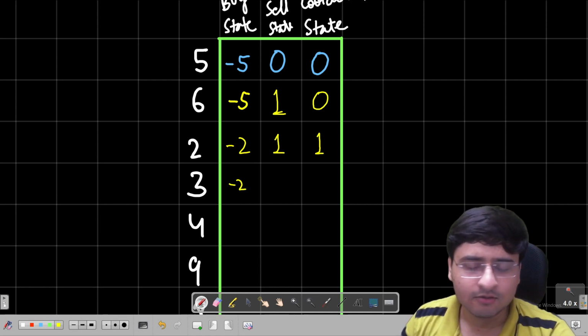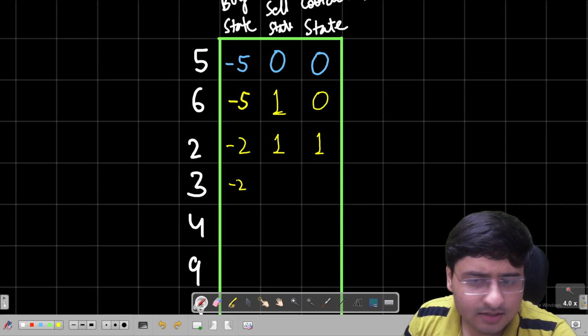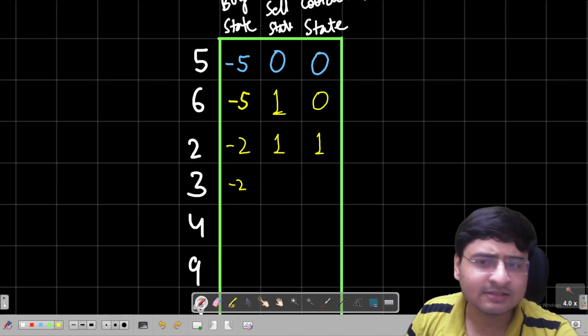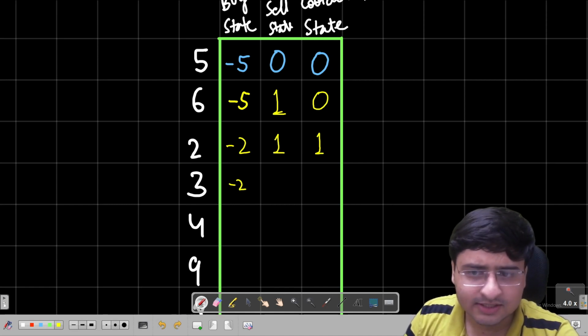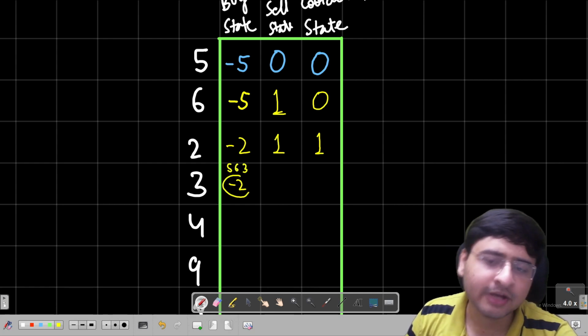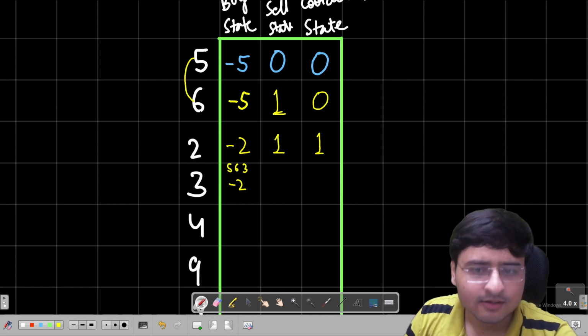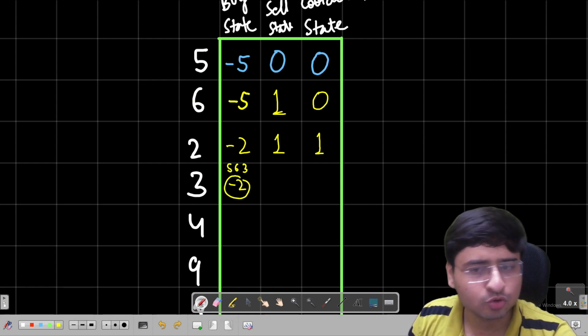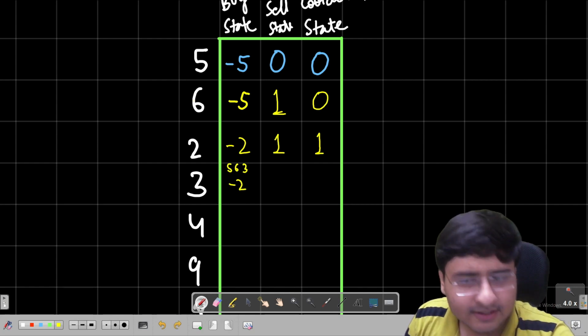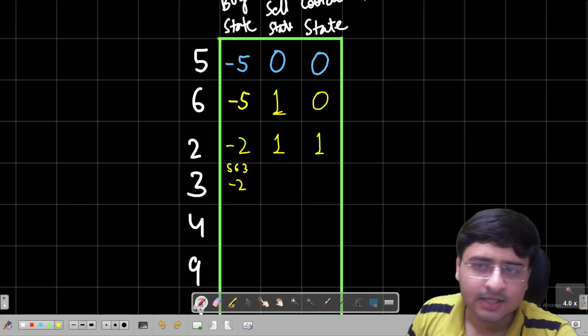What are the transactions I've done till here? It is as simple as it gets. If you consider this, then you can say I'm buying on 5 and selling on 6, and then I'm again buying on 3. This is the profit I'm able to make. This is 1, and if you do minus 3, this is a minus 2 you're making. Let's say I'm going to write the transactions as well on top of this.